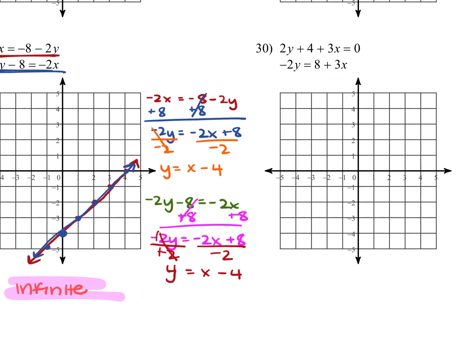If you do get two lines that are parallel to one another, which means they have the same slope but different y-intercepts, those will not have any solution. So if they have the same slope and same y-intercept, there are infinitely many solutions. If it is a different y-intercept but the same slope, then those two lines are parallel to one another and they will never intersect, so it would be no solution.